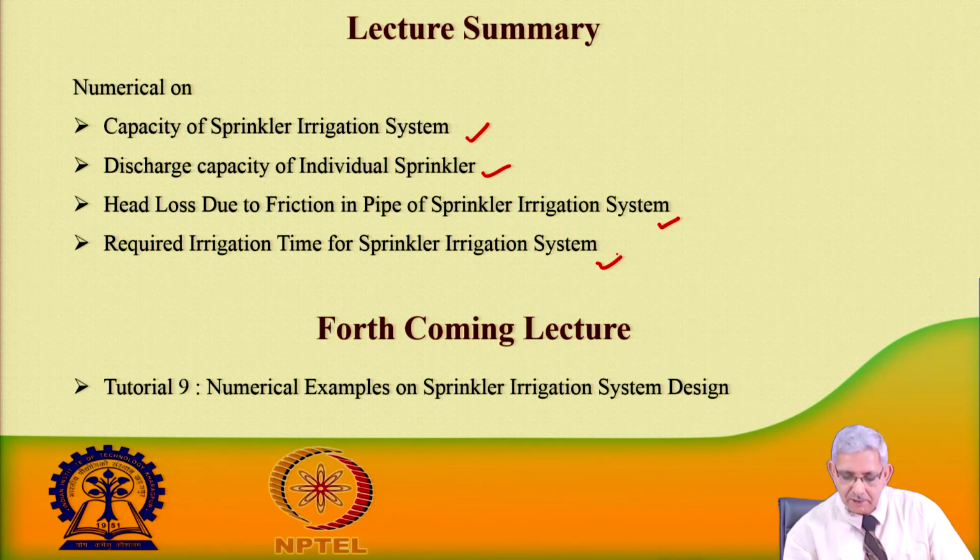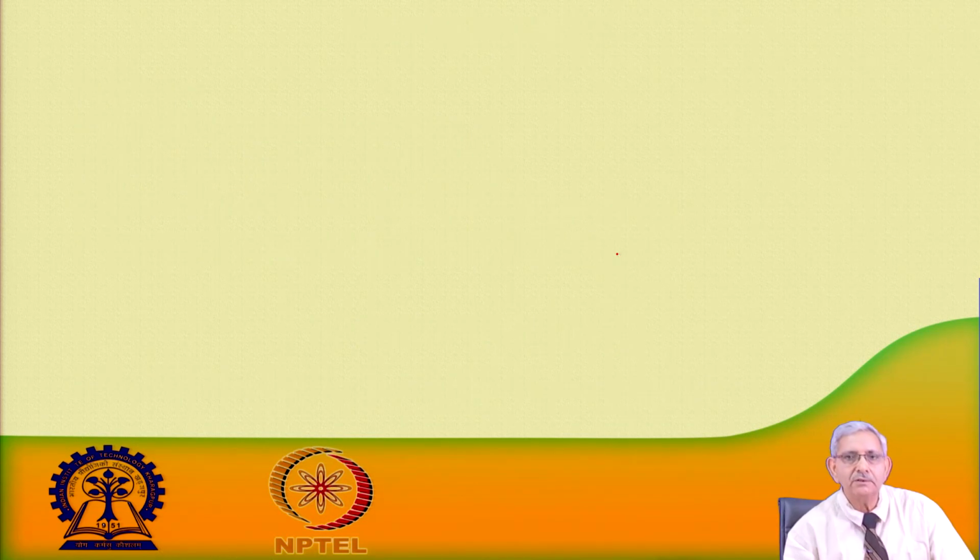In tutorial 9, having got the experience of these problems, we will go deeper. We will deal in detail with the design of a sprinkler irrigation system with given numerical data as an example.